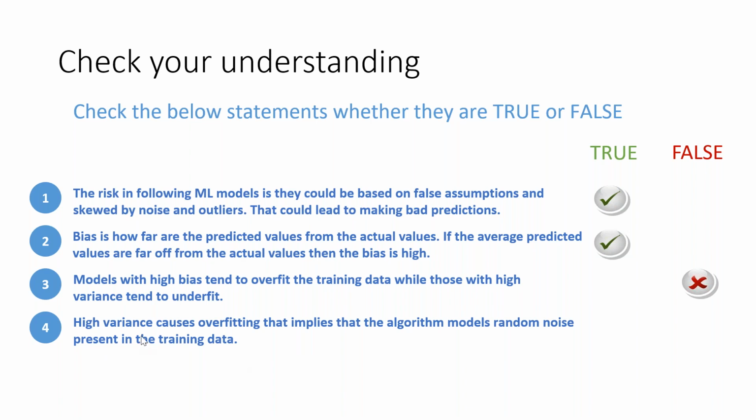Fourth statement: high variance causes overfitting, which implies that the algorithm models random noise present in the training data. True or false? True. So basically, high variance causes overfitting. Overfitting means capturing noise. Okay, random noise.